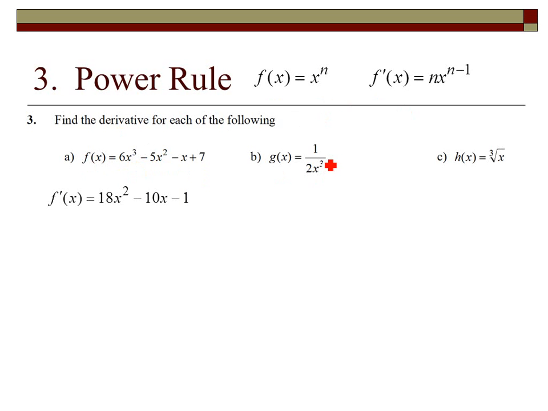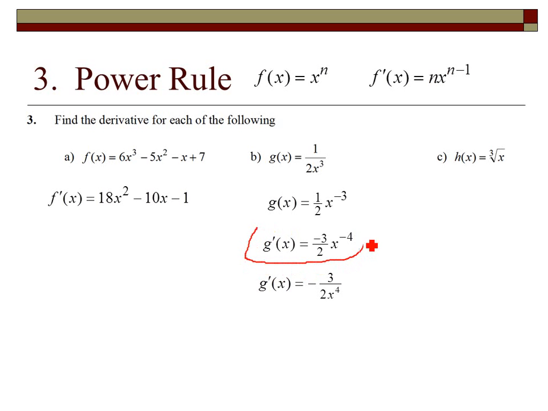For this one, we need to rewrite it first. Well, this is 1/2 times 1 over x cubed, or 1/2 times x to the negative third. Now I can do my derivative. So again, negative 3 comes down, so it's negative 3/2 x. We subtract 1 from the exponent. Negative 3 minus 1 makes this negative 4. If you left your answer like that, just fine. Or if you wanted to rewrite it, it can be rewritten as this. But this answer right here is okay.